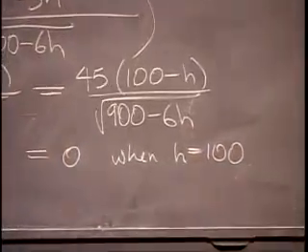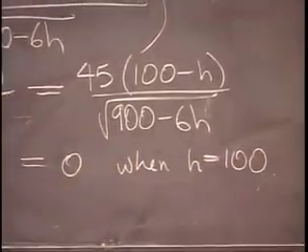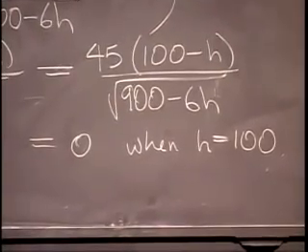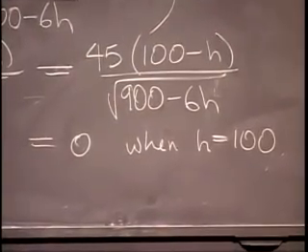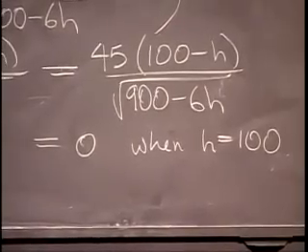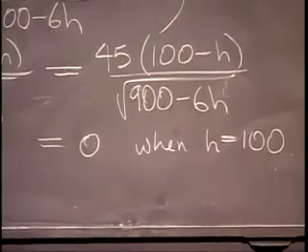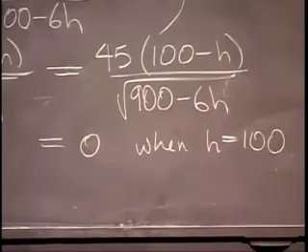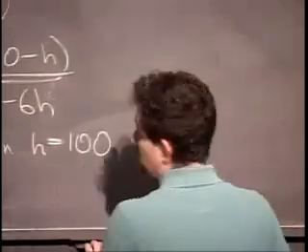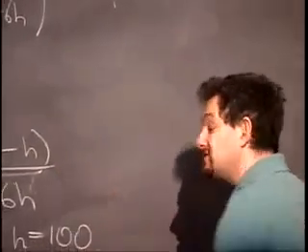That's clear. The denominator is always positive or not defined. Could be 0, I guess, when h equals 150. But there you have it. There's the derivative. There's the critical point when h equals 100. And I propose to analyze this using the second method rather than the first, although you could do the first. Or if you felt like differentiating this again, you could use the second derivative, which is the third method.